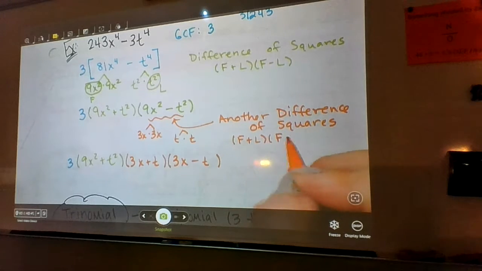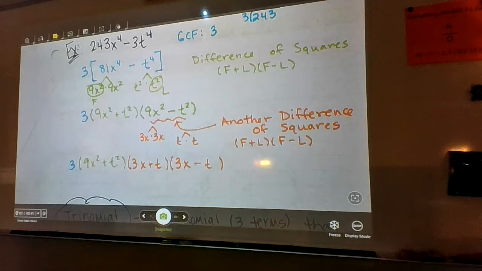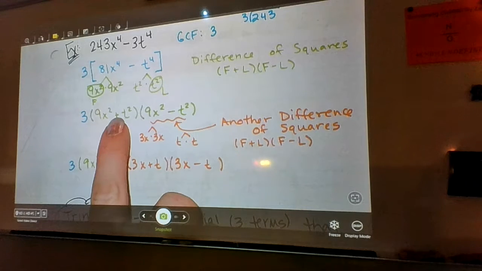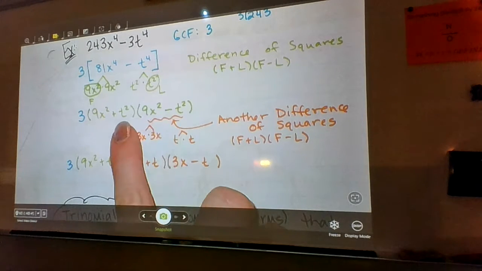How come we didn't do that with 9x squared plus t squared? Because our 3 formulas that we have are difference of squares, sum of cubes, difference of cubes. And this one is a sum of cubes, or sum of squares, rather. Backtrack. So we don't have a formula for that. Difference of squares we do, sum of squares we don't.